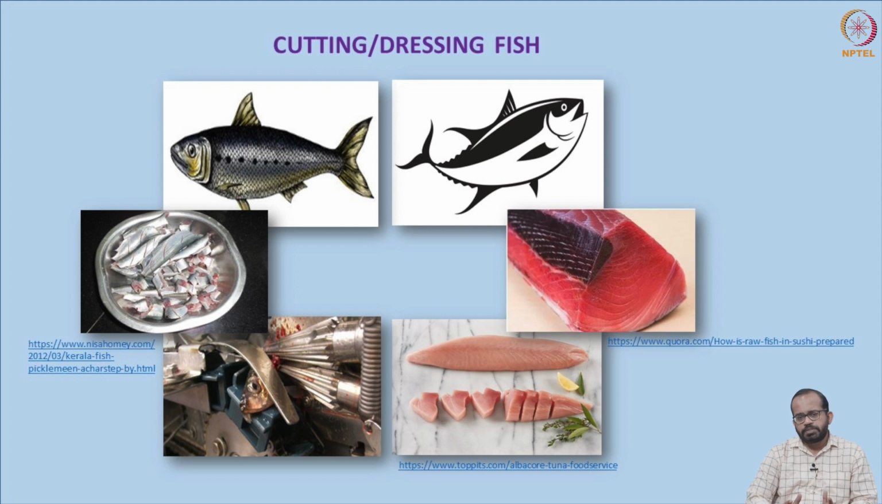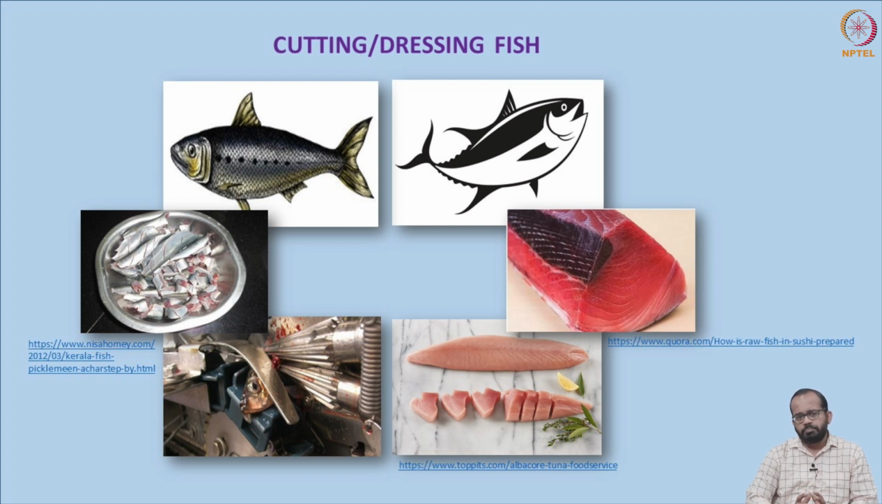In the case of small fishes like sardines, etc., knobbing is one of the processes. Knobbing is basically removing the head and gut in a single operation. There are particularly designed knobbing machines which in a single operation will remove the head, gut, etc. of fishes like sardines and mackerel. So knobbing is one of the processes that we use for smaller fishes.